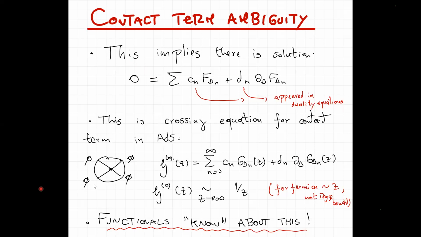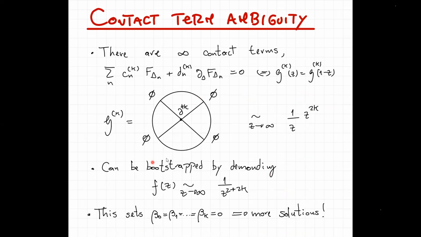Here we found a particular contact term, but what about all the other ones? In general, there's an infinite set of solutions to this homogeneous crossing equation involving the GFF dimensions. These infinite solutions correspond to crossing symmetry for a certain correlator G_k, which is computed by considering contact terms in AdS with 4k derivatives. Importantly, this correlator, when z goes to infinity, goes like 1 over z times z to the 2k.